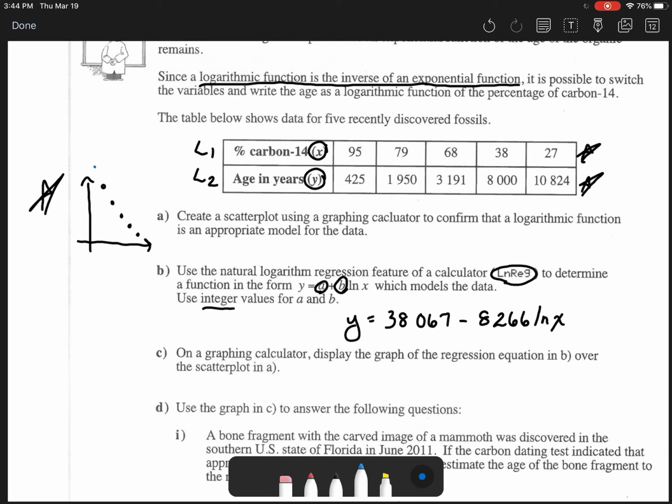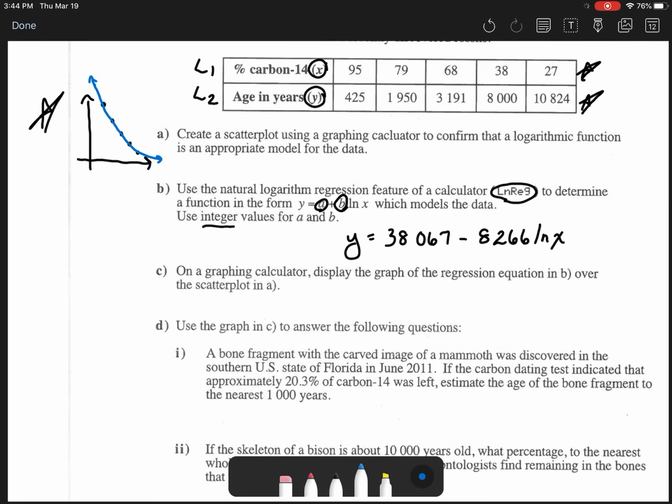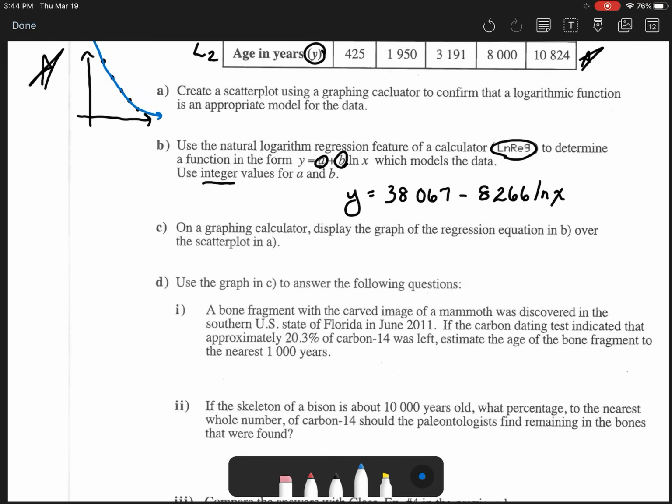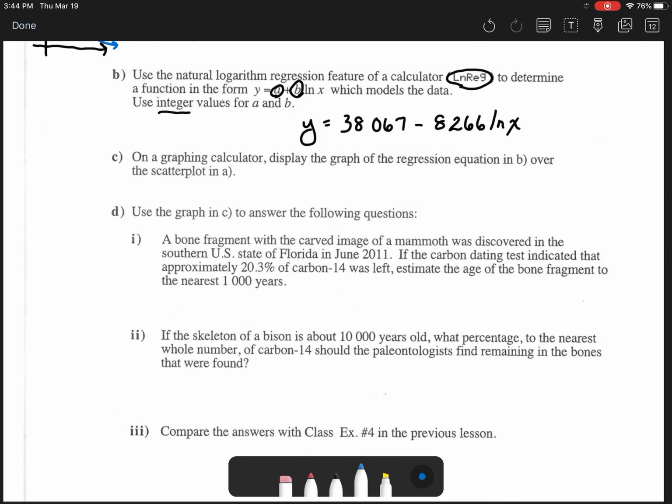So when I do that, you will see your calculator basically draws a line through all of those points. So that's what we're taking a look at. Now that we have the graph on our calculator, we are able to answer the following questions. We can't answer these questions until we have graphed that equation through the plotted points.